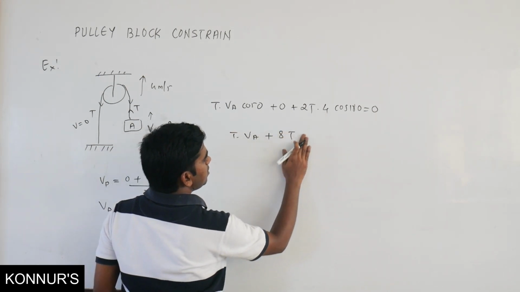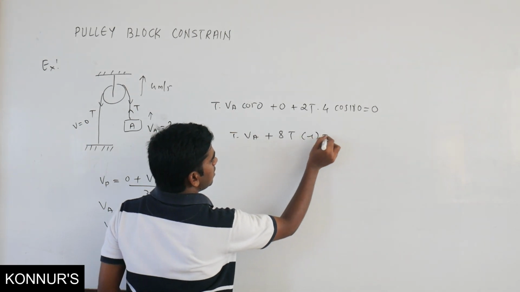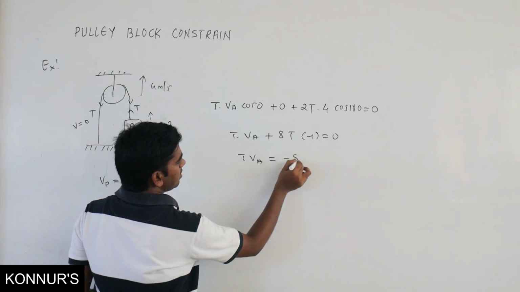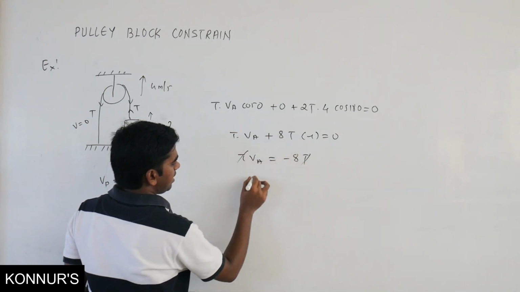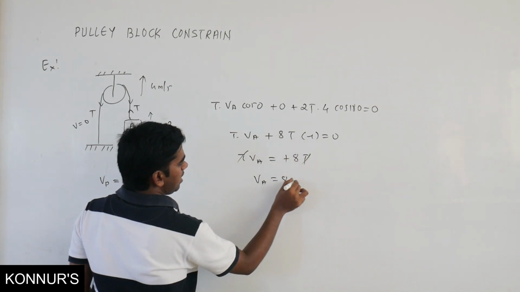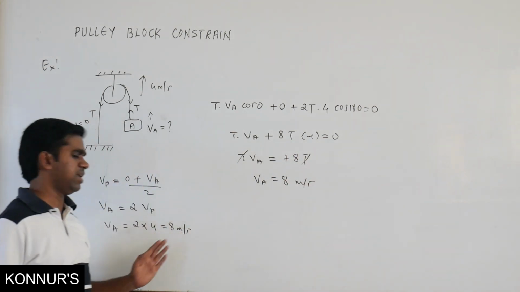8T cos 180 means minus 1, equals 0. So TVA equals minus 8T. T will get cancelled. So VA equals what? Minus will become plus. So 8 meter per second. Same answer you can get.